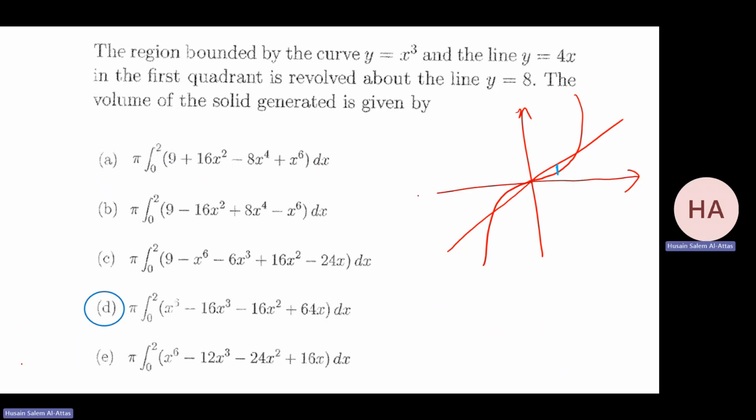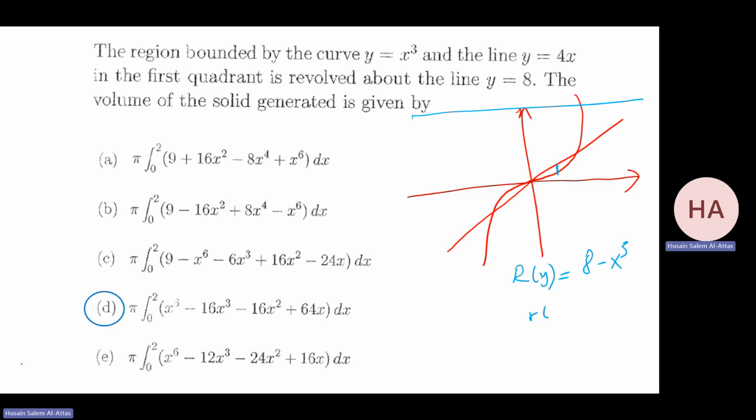This is my line. Okay, so about the line y equals 8. This is the line y equals 8. So the outer radius will be what? 8 minus x cubed. It will be 8 minus x cubed.